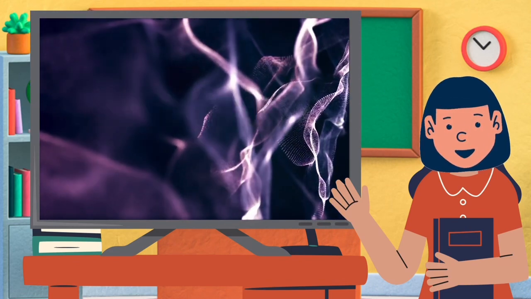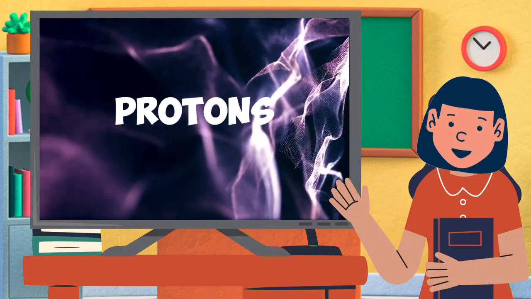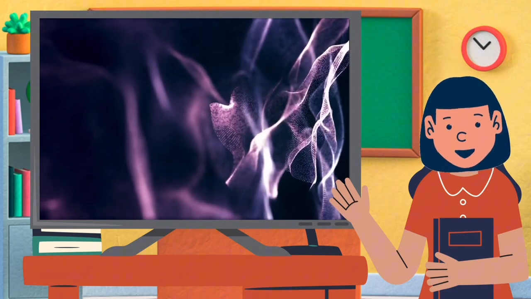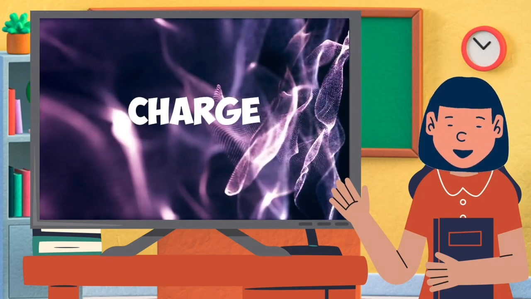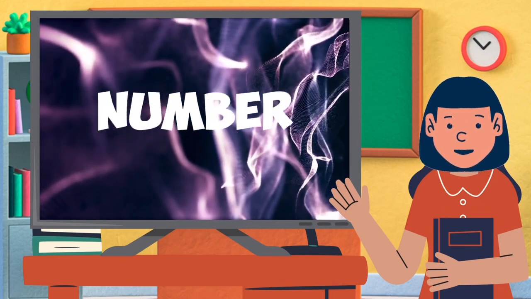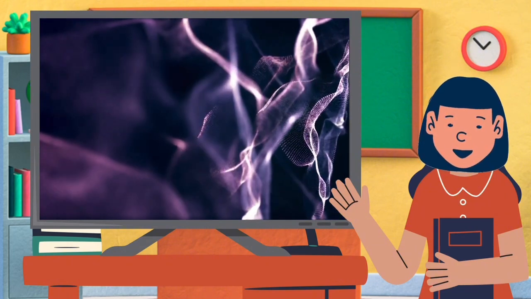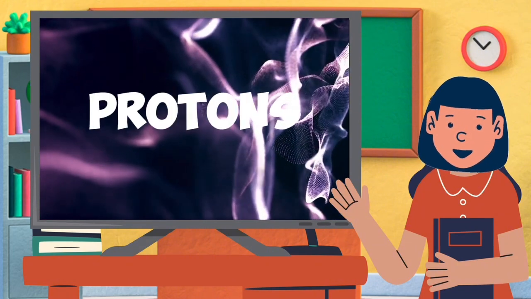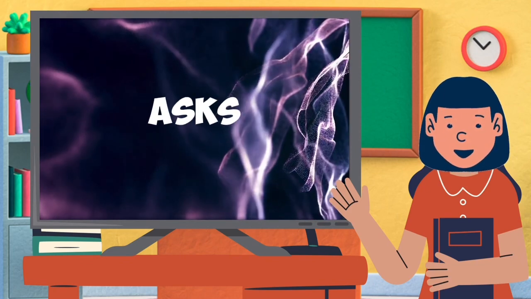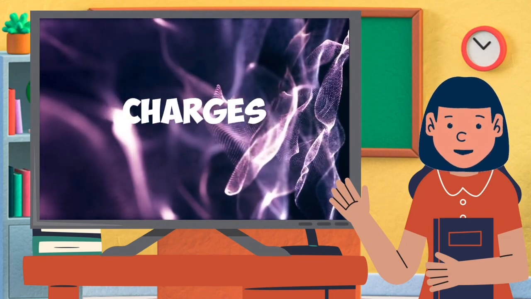When revising, focus on the structure of the atom. The nucleus contains protons, which have a positive charge, and neutrons, which are neutral. Electrons, with a negative charge, orbit the nucleus. The number of protons equals the number of electrons in a neutral atom, balancing the charges. For example, carbon has 6 protons and 6 electrons. If an exam question asks you to describe the structure of an atom, highlight these components and their charges.